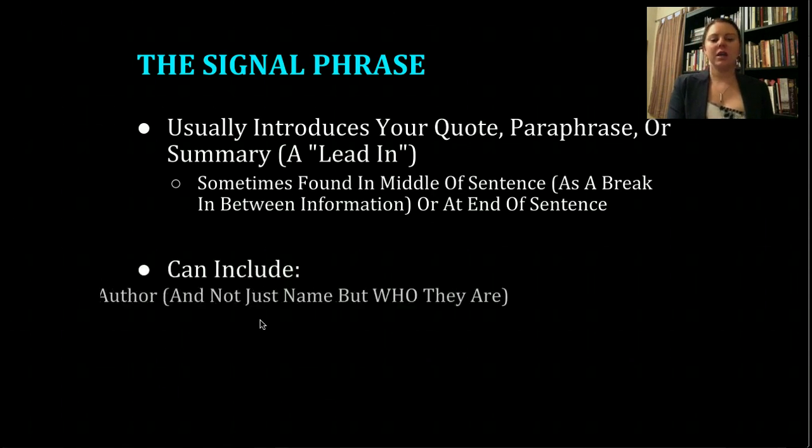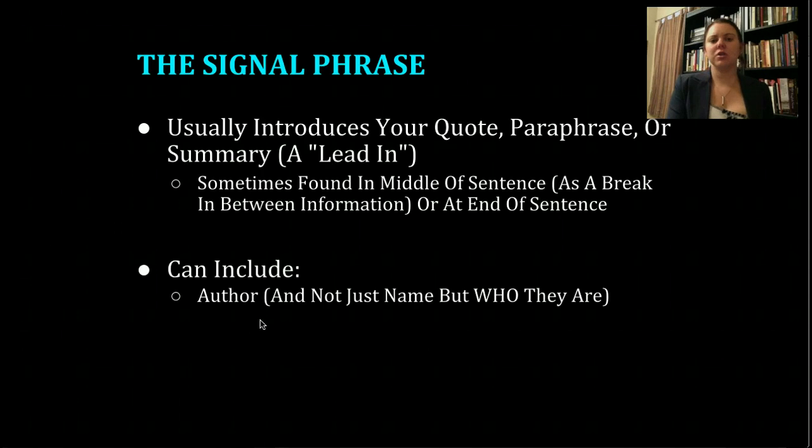In a signal phrase, it can include and should include most of the following. Either the author, and not just the author, but who they are. I don't want to just say Joe Schmo. Nobody knows who Joe Schmo is. I would want to say Joe Schmo, a game design expert from the University of blah blah. And then all of a sudden we get credibility from the source that we're bringing in.